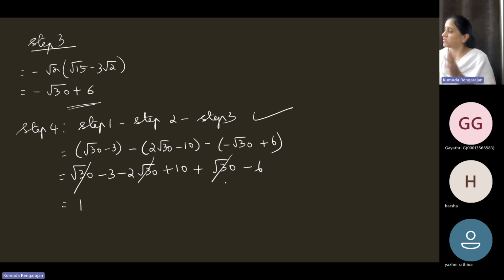If the connecting sign was plus, you don't have to use a bracket. If it was step 1 plus step 2 plus step 3, then you can just write it directly. You don't have to use the brackets. But it's minus. Okay, so it's 1. All right, next one.